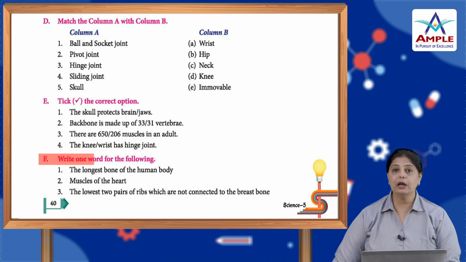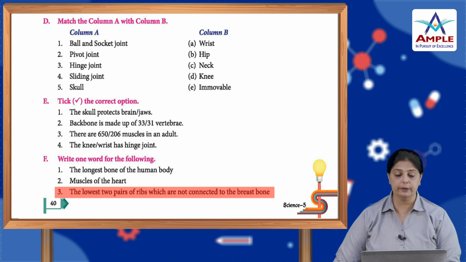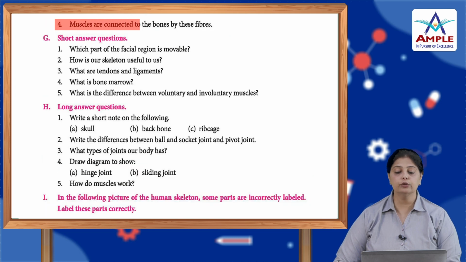Now, write one word for the following. The longest bone of the human body is the femur, or the thigh bone. What are the muscles of the heart called? Cardiac muscles. The lowest two pairs of ribs which are not connected to the breastbone are the floating ribs. Which fibers connect the muscles to the bone? They are the ligaments.